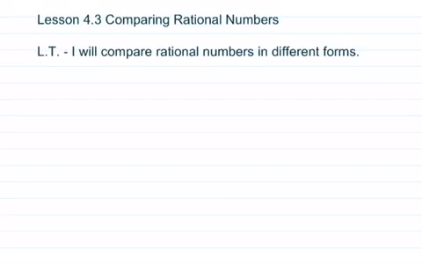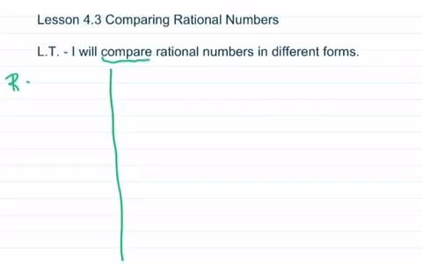Okay, this is lesson 4.3, comparing rational numbers. So last lesson we talked about what is a rational number, identifying rational numbers. This lesson we're going to compare rational numbers. Make sure you have a title and your notes are set up really nice and neat, and even your date is in that outside corner.